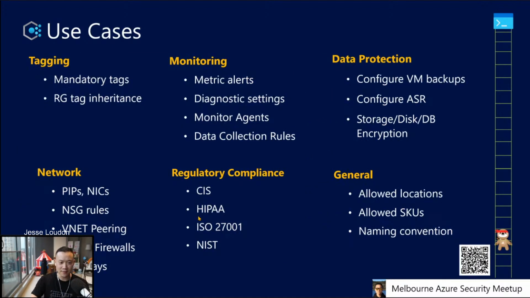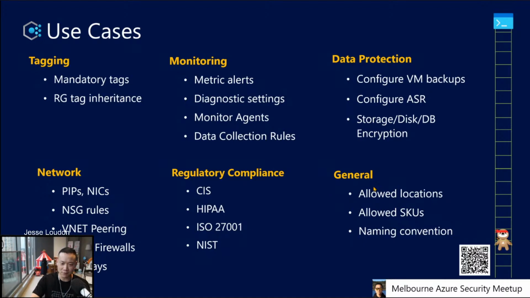Use cases here. This is just a broad overview. There's certainly a lot more use cases, but I like to call out a few here. Tagging is very common. If you're not using policy governance for tagging, I think you're probably missing out. Data protection, we can do a lot there with policy, like configuring Site Recovery, VM backups, encryption as well on different storage types. Monitoring is very common. I've done policies that deploy metric alerts, for example. Network, like I just mentioned, is a huge use case for policy governance.